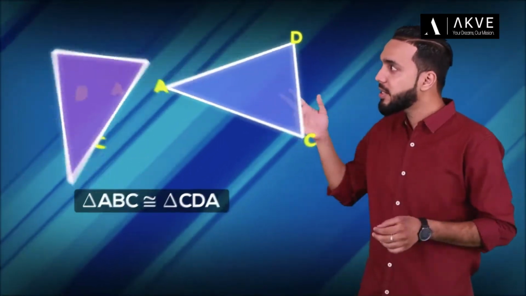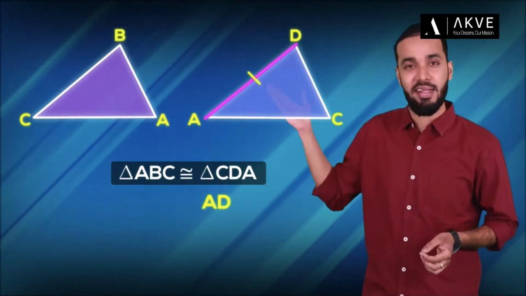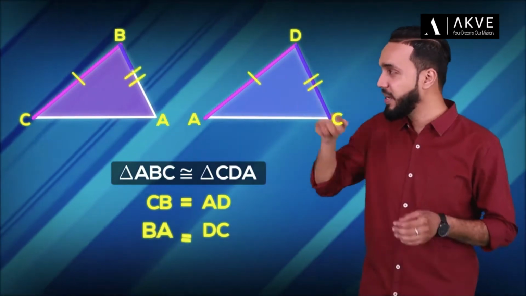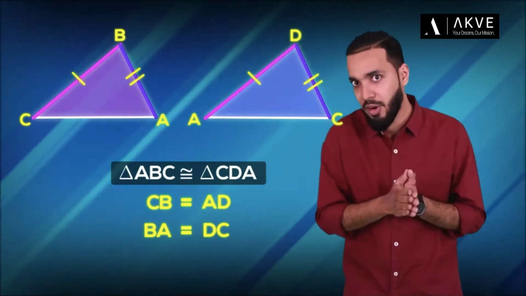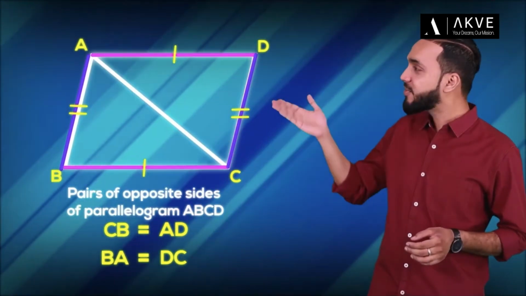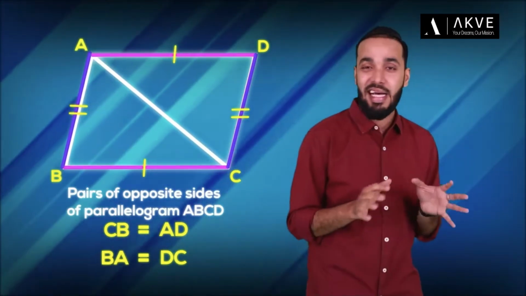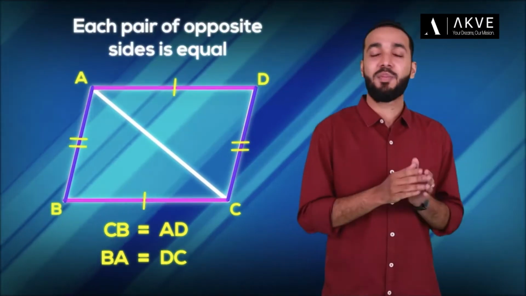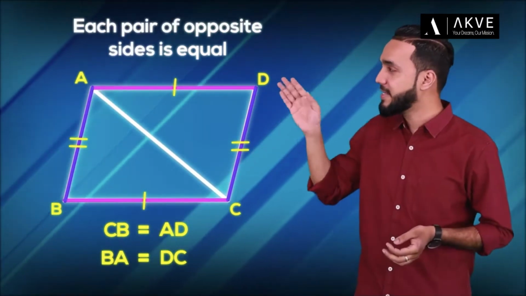Now, because the triangles match perfectly, it's evident that sides AD and CB are equal and so are sides DC and BA. And if you think about it, these are nothing but the pairs of opposite sides of this parallelogram. Thus, it's easy to conclude that in this parallelogram, each pair of opposite sides is equal.